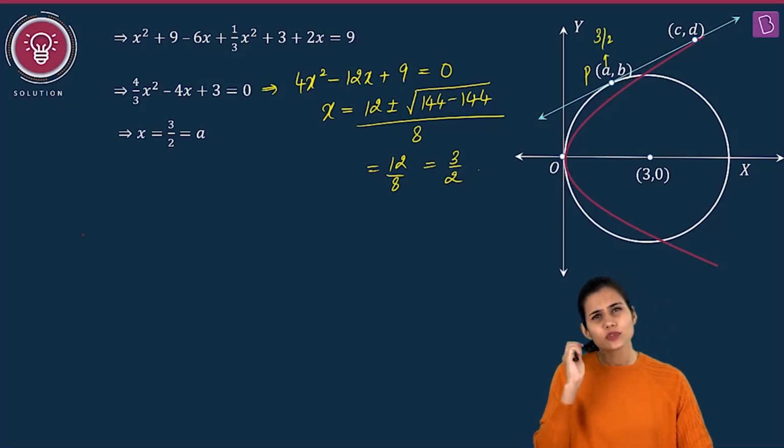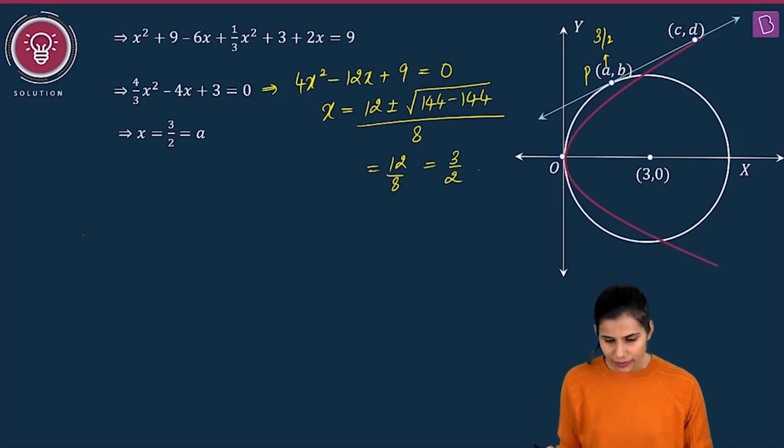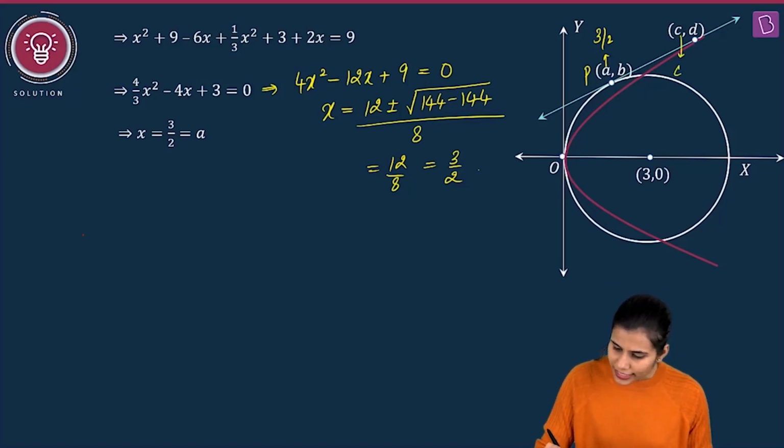I don't need b, so let's not waste any time in computing b. You can compute b as well. How? You can make the coordinates of point P satisfy the equation of your line. So in place of x, when you plug in 3 by 2 and solve for y, you will get b. But I don't need that, so I am not going to do that. Small a is obtained as 3 by 2. I already knew small c is 3.